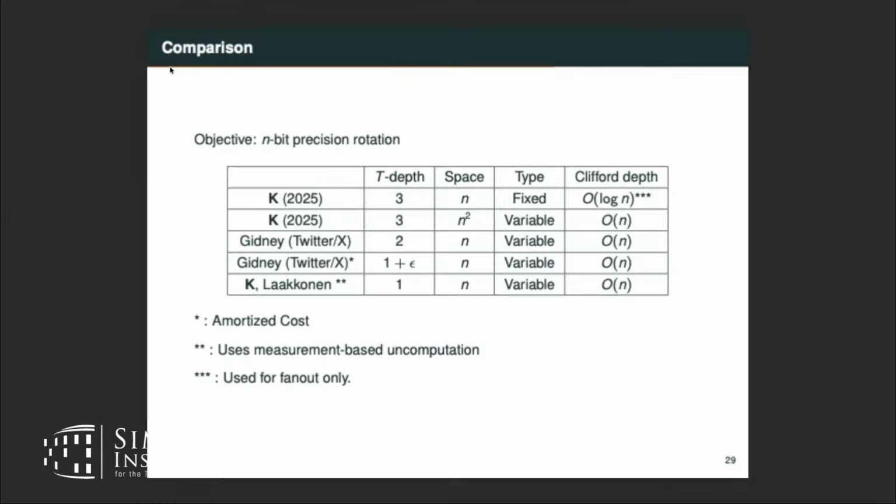Sorry, what do you mean by type? The type column, what does that mean? Oh, good. So these are for fixed means that you make a catalyst state targeting a specific rotation angle. Variable means that you have a universal catalyst state that is usable for any rotation angle. If you think about it, if you can generate n fixed rotation catalyst states, that is enough to generate an arbitrary rotation. And that's why you see this gap between n and n squared. Yeah. Good.